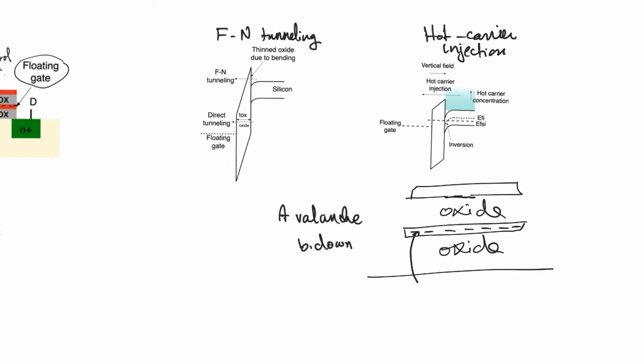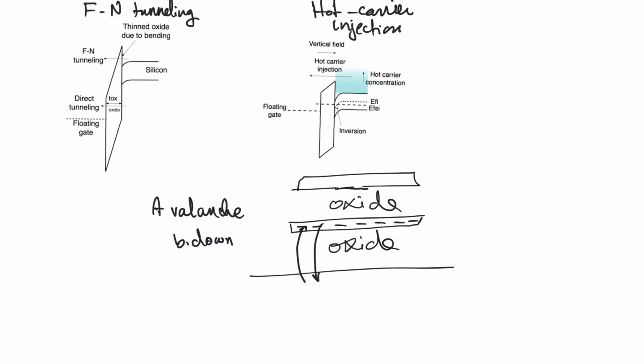So we want them to flow through the oxide while we are programming, and we want them to flow back through the oxide while we are erasing, but they don't usually do that. So we have to do something really special. And so the first really special thing we can do is avalanche breakdown.